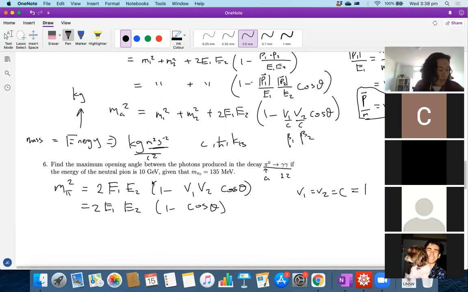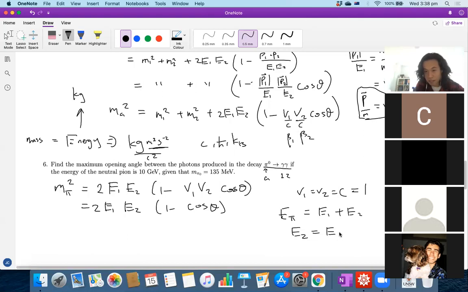Okay, and now I want to sub out one of these energies with energy conservation. Energy conservation tells me the energy of the pion has to be equal to the sum of the energies of the photons. And so I can rewrite E2 as E pi minus E1. Putting this back in here, I get 2 times E1 times (E pi minus E1), and then (1 minus cos theta).